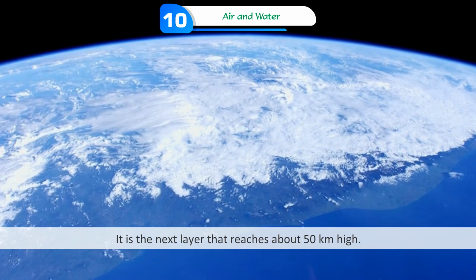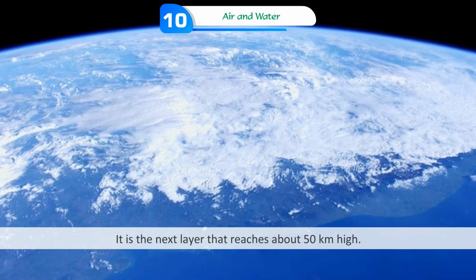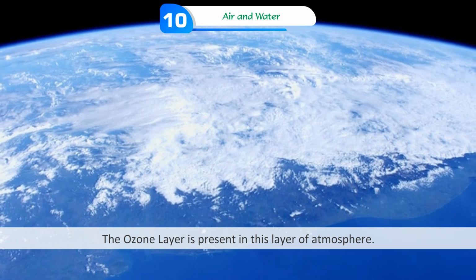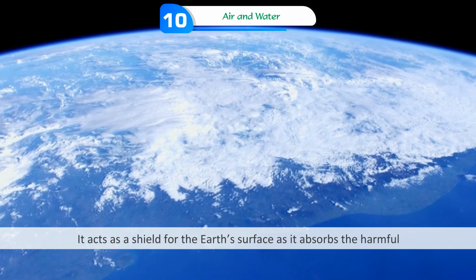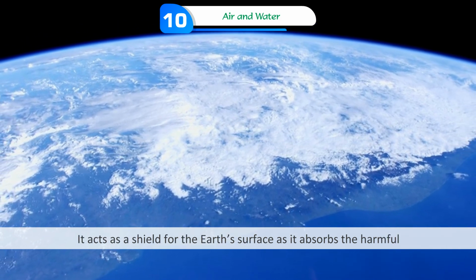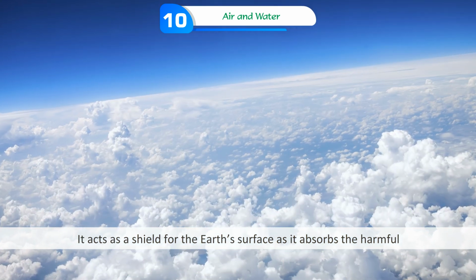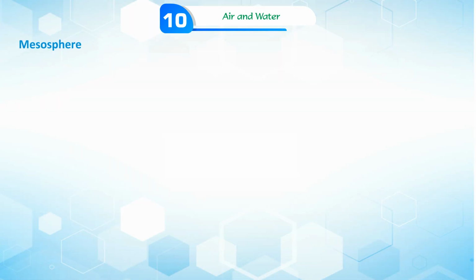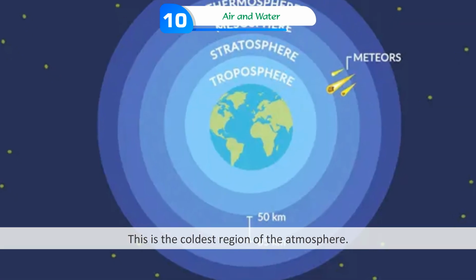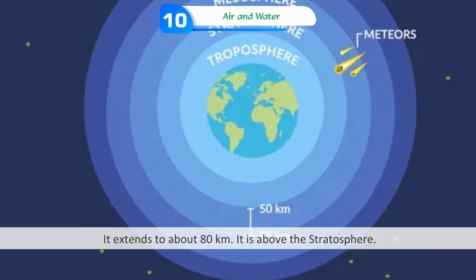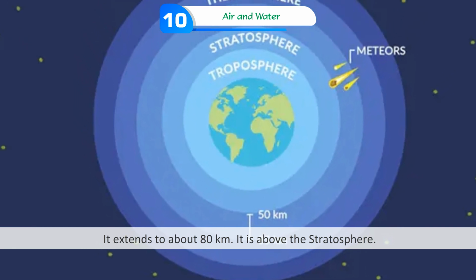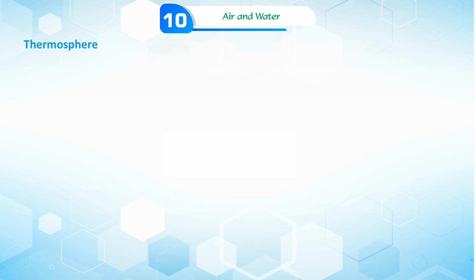Stratosphere. It is the next layer that reaches about 50 kilometers high. The ozone layer is present in this layer of atmosphere. It acts as a shield for the Earth's surface as it absorbs the harmful ultraviolet rays from the sun. Mesosphere. This is the coldest region of the atmosphere. It extends to about 80 kilometers. It is above the stratosphere.